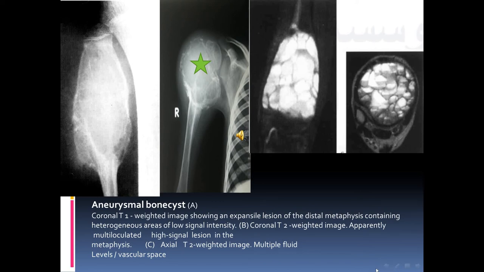The most important point in differentiating the aneurysmal bone cyst from the giant cell tumor is that it is present in the immature skeleton, so mostly in the children or in the adolescents, and it's usually away from the articular surface and appears expansile with mild sclerotic margins and multiple fluid or hemorrhagic fluid levels seen on MRI study.